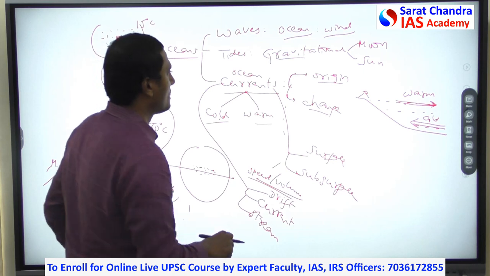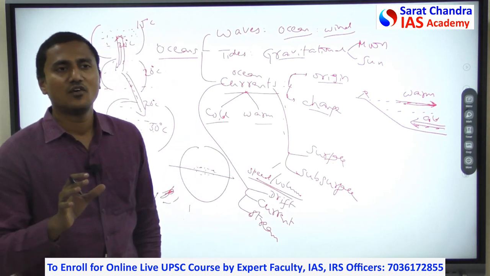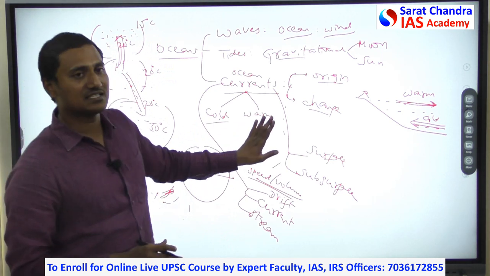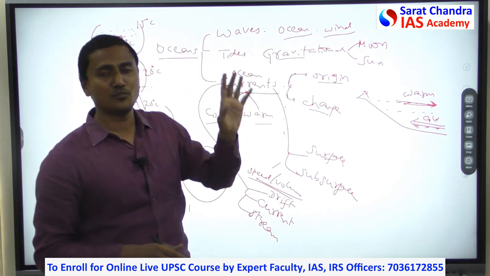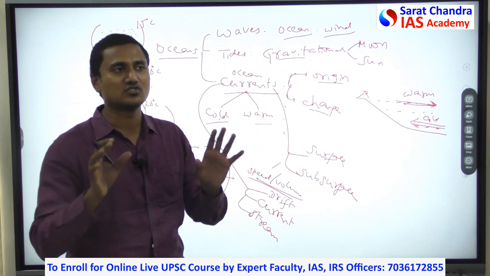Okay. Now, I think you broadly understood what ocean currents are and what the types of ocean currents are. Now we will go to the reasons. As I told you, waves are because of wind, tides are because of gravitational pull, currents are because of what? That we'll study now. Ocean currents are because of what?